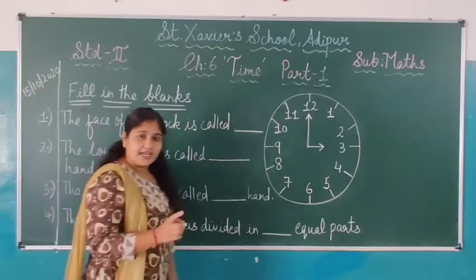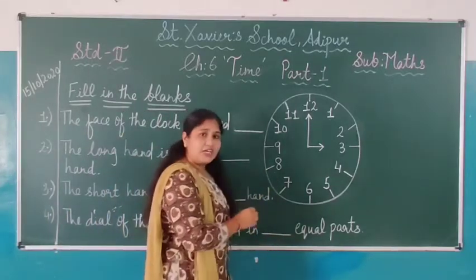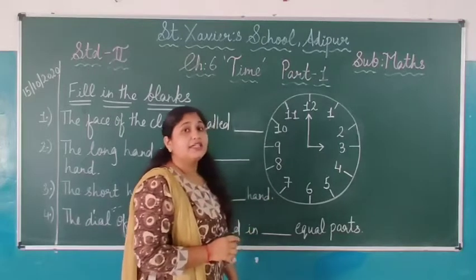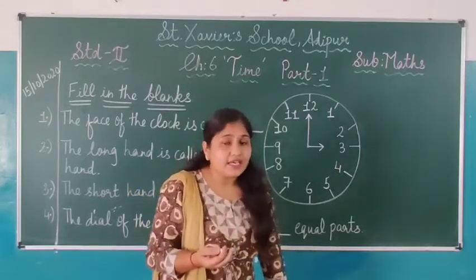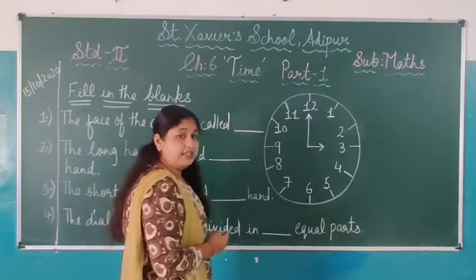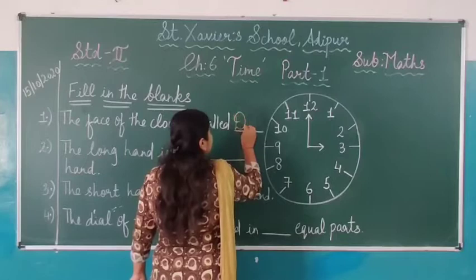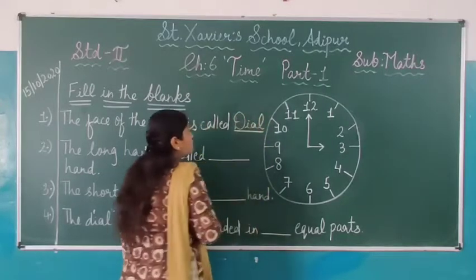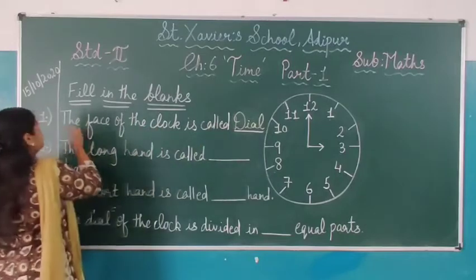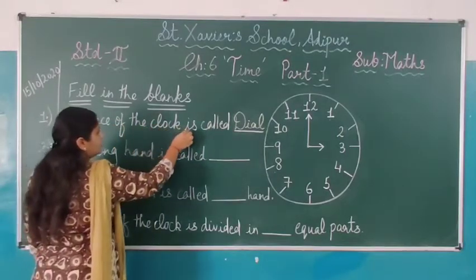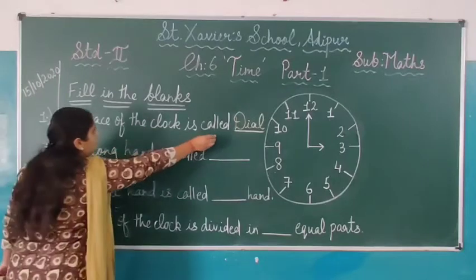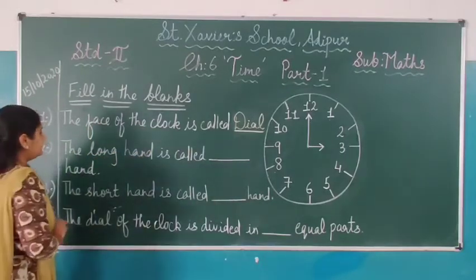Students, when I made you understand about how to draw the clock, with that only I told you that this is the face of the clock and we used to call it, yes, think, I told you, what do we call it? Very good, dial. What do we call it? Dial, D I A L, dial. So you have to write down D I A L, dial, right. So the face of the clock is called dial. D I A L, dial.